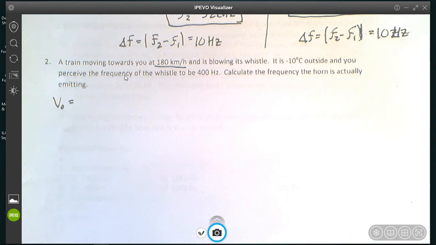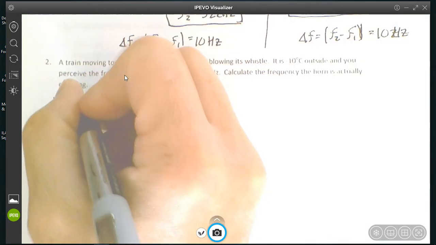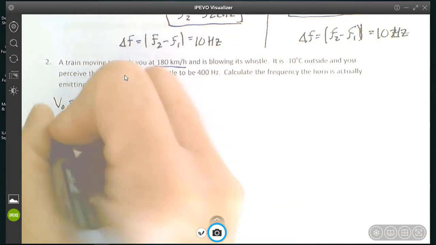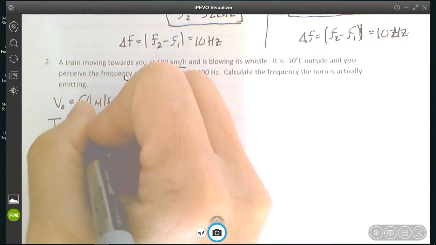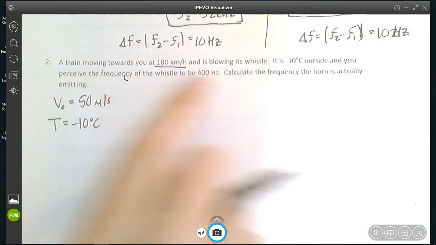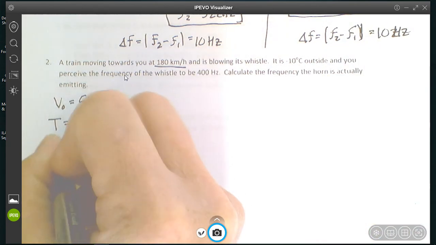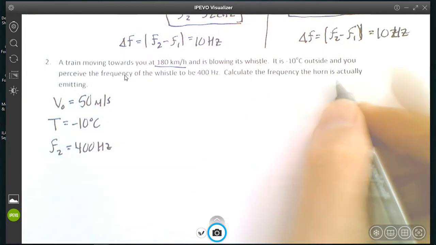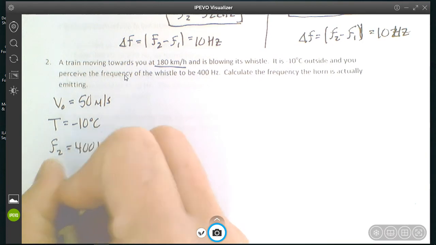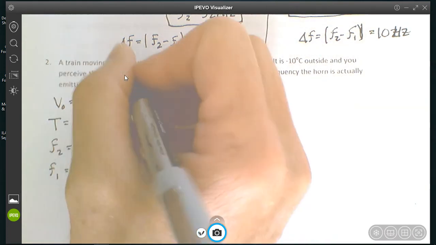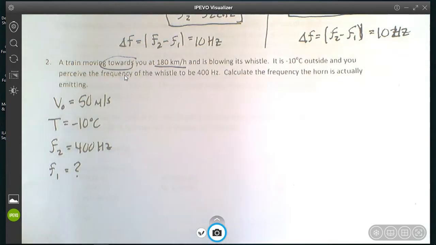180 divided by 3.6 is 50 meters per second. Okay. The temperature is minus 10 degrees Celsius, so the speed of sound is slower. And you perceive a frequency, so your F2 is 400 hertz. Calculate the frequency the horn is actually emitting, F1. Okay, now it says it's moving towards, so you should highlight that.